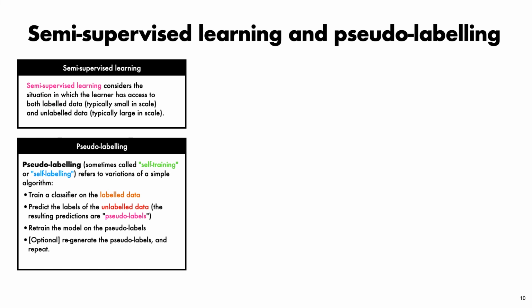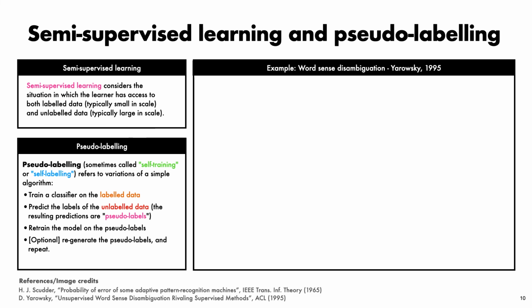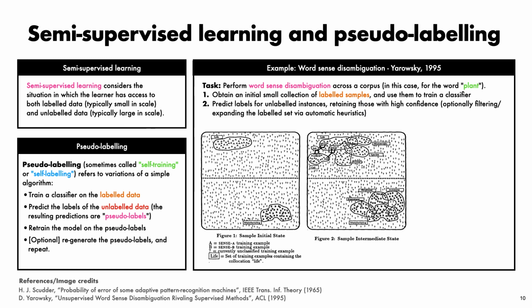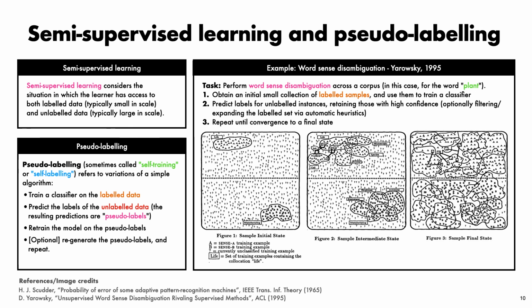A nice illustration of this algorithm is provided by the work of Yarowsky, who focused on the task of word sense disambiguation across a full corpus. Here, the task is to determine the sense in which a word is meant. For example, the word plant may refer to a manufacturing plant or a live plant. The algorithm proceeds by obtaining an initial small collection of labelled samples and then using them to train a classifier. Then, it predicts labels for unlabelled sequences, keeping those that have high confidence and optionally filtering and expanding the labelled sets via some NLP heuristics. This stage is then repeated until convergence to a final state.